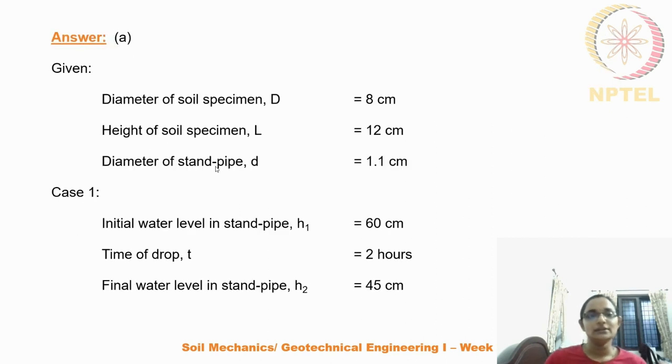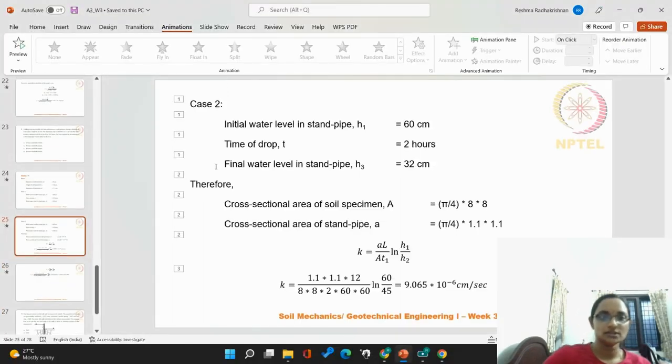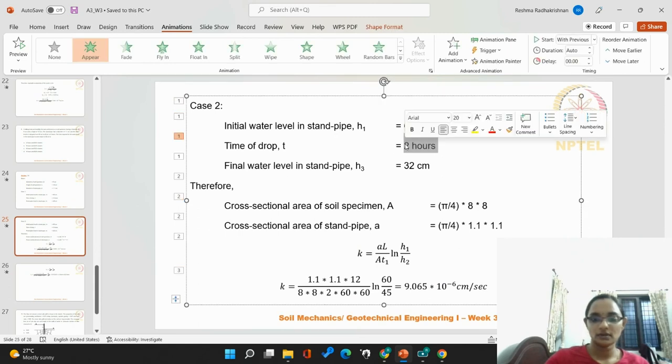Here we are given the data of the soil specimen, that is diameter as 8 centimeter and height as 12 centimeter. Also, the diameter of the standpipe is 1.1 centimeter. In the first case, the water level is dropping from 60 centimeter to 45 centimeter in 2 hours. In the second case, water level is dropping from 60 centimeter to 32 centimeter. Sorry, the time here is unknown.